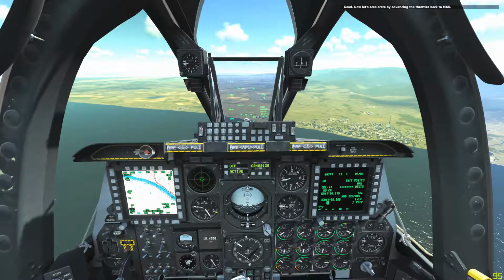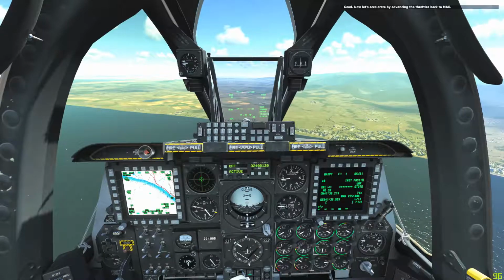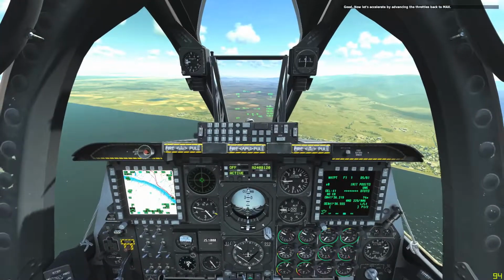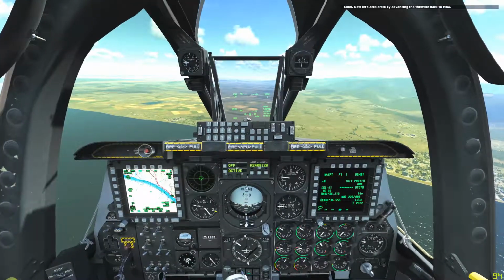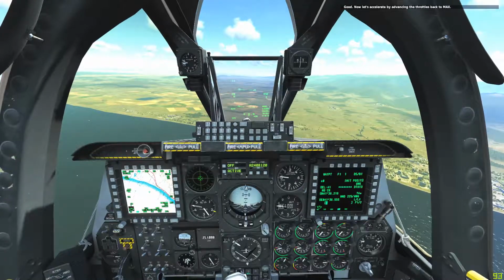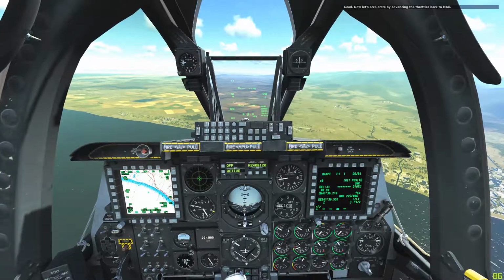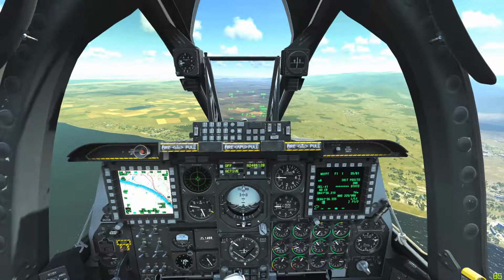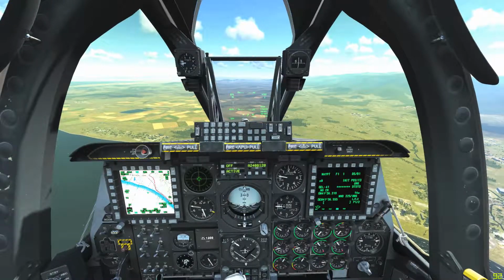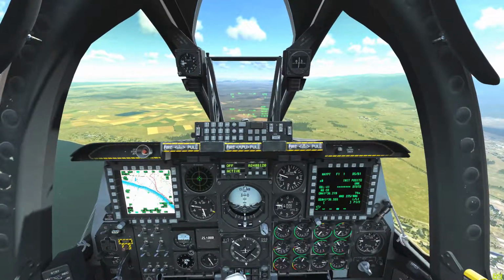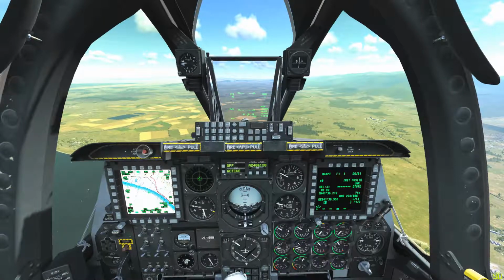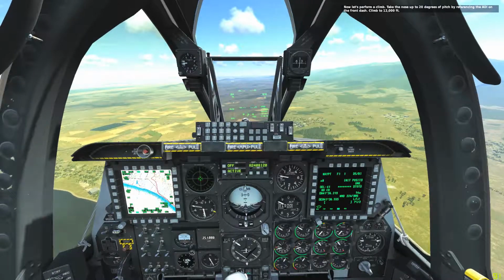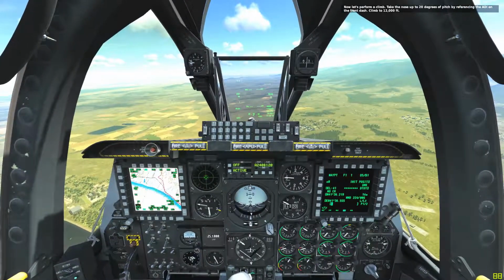Good. Now let's accelerate by advancing the throttles back to max. Now let's perform a climb. Take the nose up to 20 degrees of pitch by referencing the ADI on the front dash. Climb to 12,000 feet.